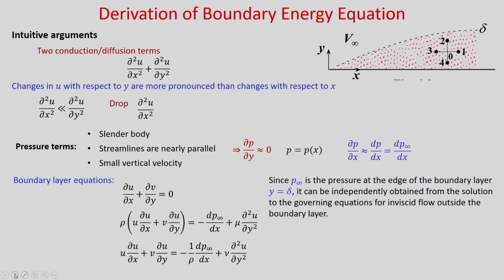You can see that on the right hand side of the momentum equation we have viscous terms. Let us see if we can drop one term. There are two viscous terms, del 2 u by del x square plus del 2 u by del y square. This is not conduction, this is diffusion or viscous. So, these are the two terms.